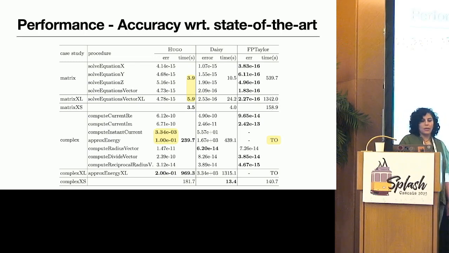As for the complex XS benchmark, we expect this result that Hugo is slower. And this is due to the fact that our analysis has an implementation overhead that makes it more useful when we have a lot of procedure calls and a lot of code.